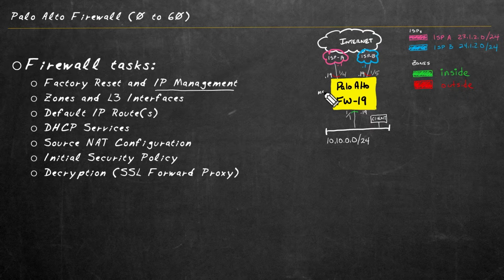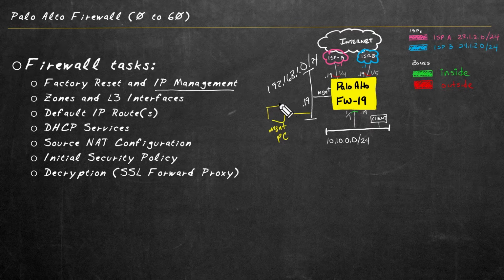There's the management port here, and I have that management port connected into my home office network, which is the 192.168.1 network with a 24-bit mask. And I want to use the IP address of .19 for managing this Palo Alto firewall. So my management computer is right here.